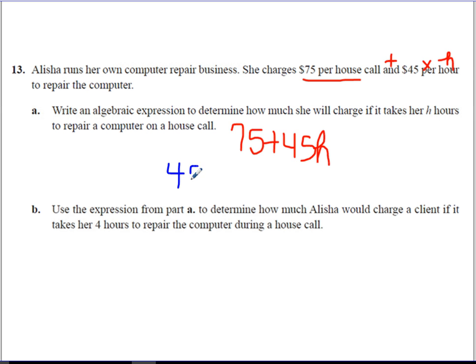And most times when you see algebraic expressions, they have the part that has the unknown, the variable, first, and then the constant being added last. So either way is acceptable, 75 plus 45H or 45H plus 75. But then we're going to use that now to solve a problem. Use the expression from part A to determine how much she would charge a client if it took her 4 hours. So now it's telling us H is 4. So we're going to plug in 4 as our H.